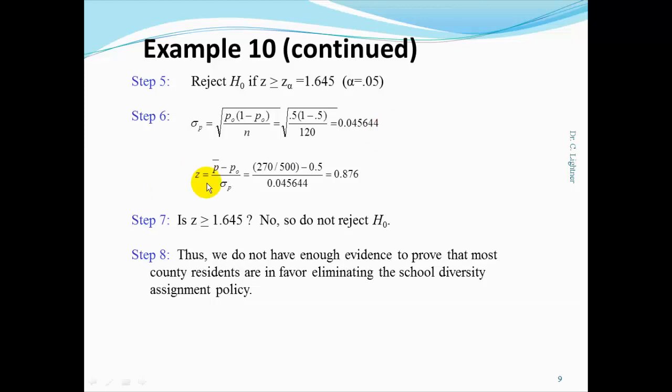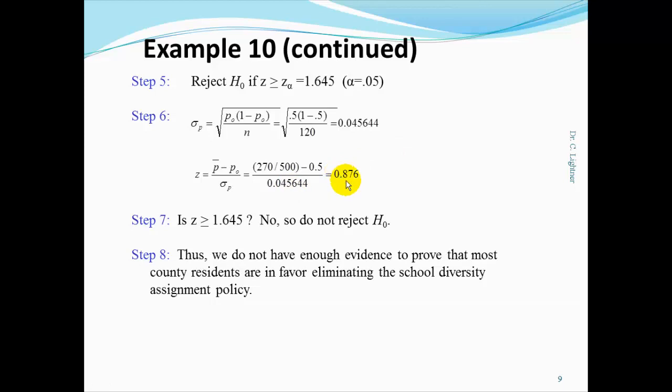Therefore, in computing our test statistic, we plug in our p-bar value, 270 divided by 500, which equals 0.54, minus our P0 value, the value listed in our hypotheses, divided by the standard deviation of P. And we should obtain a test statistic value of 0.876.